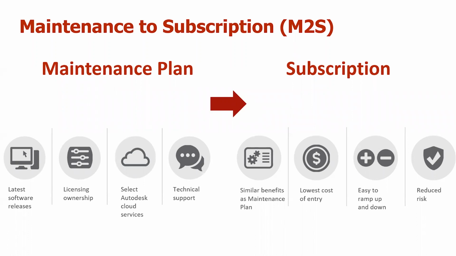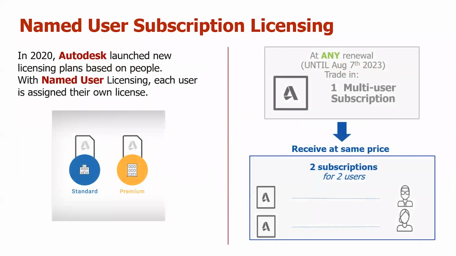About a year and a half ago though, so mid 2020, Autodesk then announced that they are transitioning to named user subscription licensing. This focus was to start moving towards a licensing plan that's based on people and no longer based on serial numbers. With named user licensing, each user is assigned their own license, and so they have dedicated access to that license themselves. They're assigned the license within their Autodesk account portal.